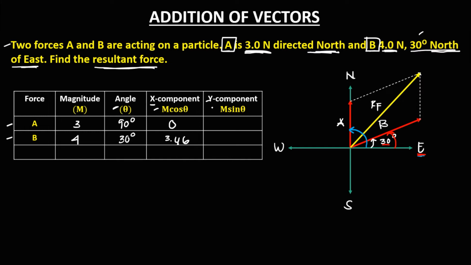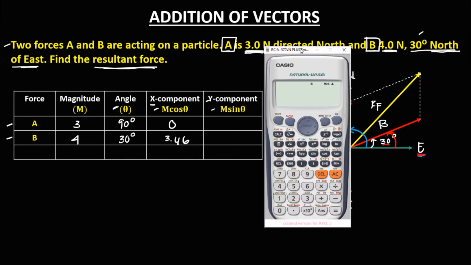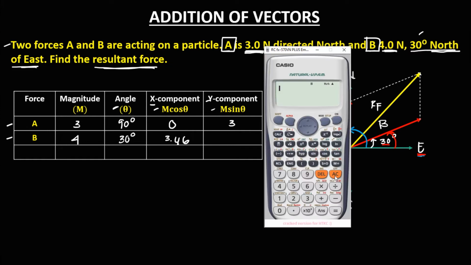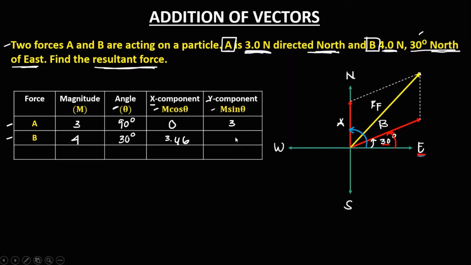Then for the y component, using this formula, for force A the magnitude is 3, times sine of 90 degrees, equals 3. So the y component for force A is equal to 3. Then for force B, the magnitude is 4, times sine theta, that's 30 degrees, equals, so the y component for force B is positive 2.